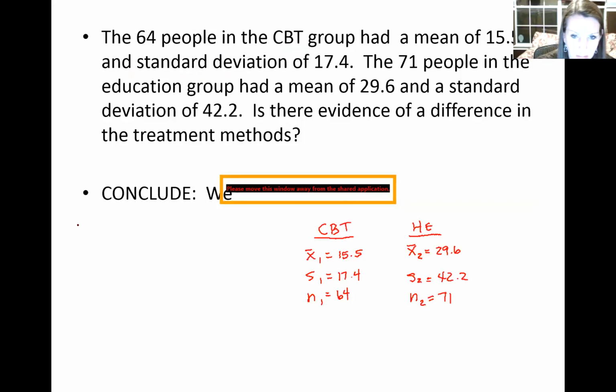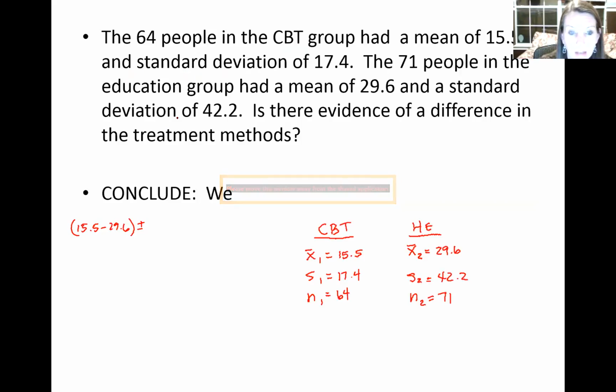Okay, so my x bar 1 minus x bar 2, 15.5 minus 29.6, plus and minus t star. Now, t star is based on the number of degrees of freedom and how confident we want to be. So let's stick with 95% confident. And we already said previously that degrees of freedom was equal to 63.